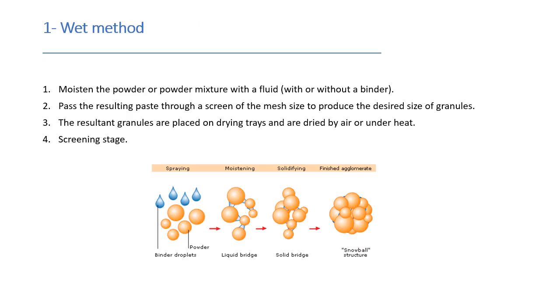Wet method: this method includes basically moistening the powder or the powder mixture with a fluid. This fluid can be with or without a binder, and we're going to discuss what a binder means. Secondly, the resulting paste or dough should pass through a screen to produce the granules of the required particle size. And then these granules are placed on drying trays and dried either by air or under heat. And finally, the screening stage to check the resulting granules.